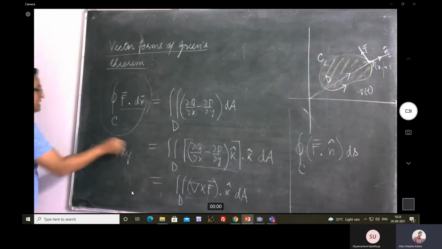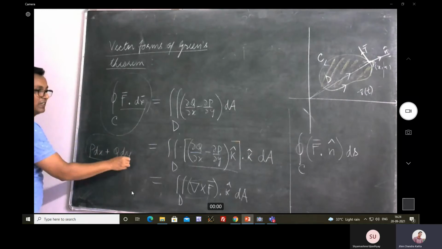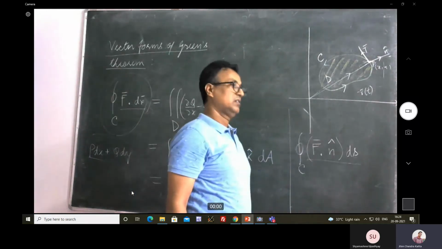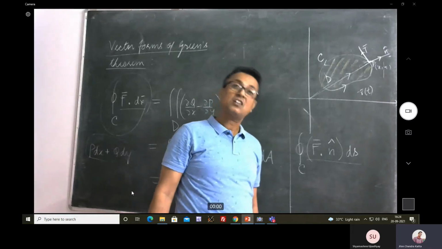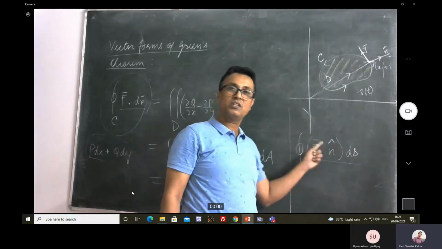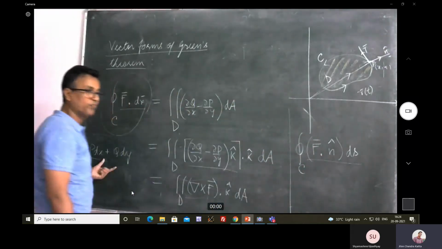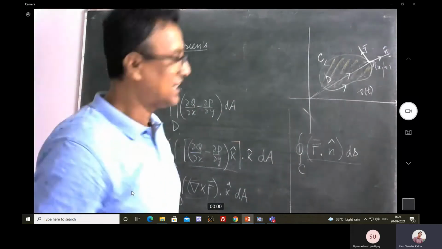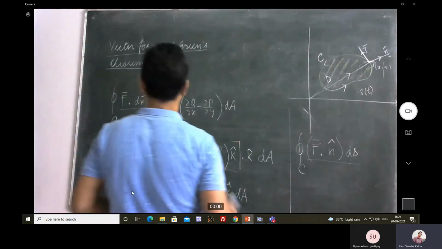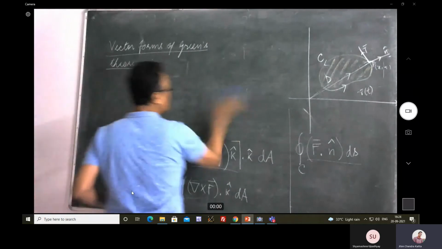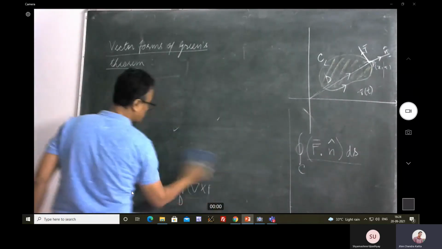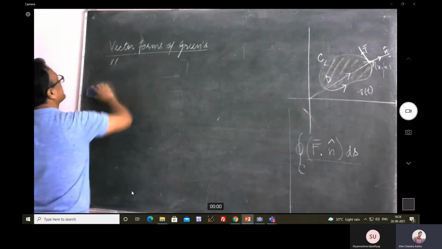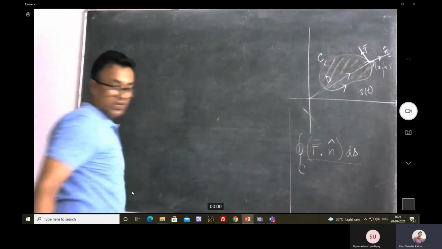So that is a line integral with respect to x and y. But now this is the line integral with respect to the arc length. I told you about the difference between these two, right? So how to find that out? And you will see that that is also very, very interesting. Firstly, what we have to do is find out the normal vector.